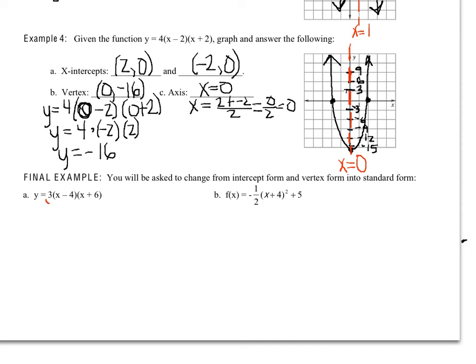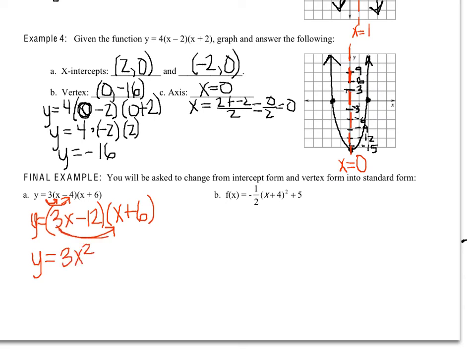So I'll start by giving this 3 times x and 3 times negative 4. 3 times x, so y equals 3 times x is 3x. 3 times negative 4 is minus 12. I'll keep my parentheses there. And I still have to multiply that by x plus 6. So 3x times x, keep my y equals, that's 3x squared. 3x times a positive 6 is plus 18x. Negative 12 times x is negative 12x. Negative 12 times 6 is negative 72.